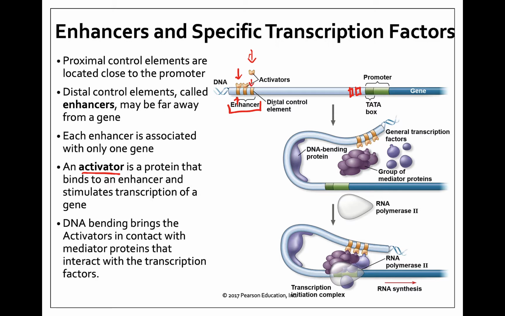That's going to tell this, okay, it's time to turn the gene on. Then we'll see a bending protein, because again, this can be very far away, that's going to actually bend the activators to become close to a group of mediator proteins. And then those mediator proteins are going to interact with my transcription factors and my RNA polymerase. And then this is going to go ahead and start initiation of transcription to go ahead and turn this gene on and transcribe it into messenger RNA.